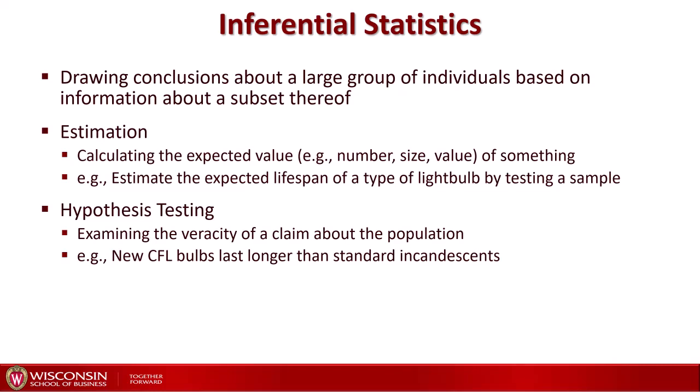Instead, what they do is they draw a sample of light bulbs, let's say 1 in 100. They put those into sockets and they test them to see how long it takes to burn. Then, based on that information from that subset, from that sample, they'll draw a conclusion about the larger population. That is, how long it will take an average light bulb to burn out, given how long it took each of the light bulbs in the small sample to burn out.